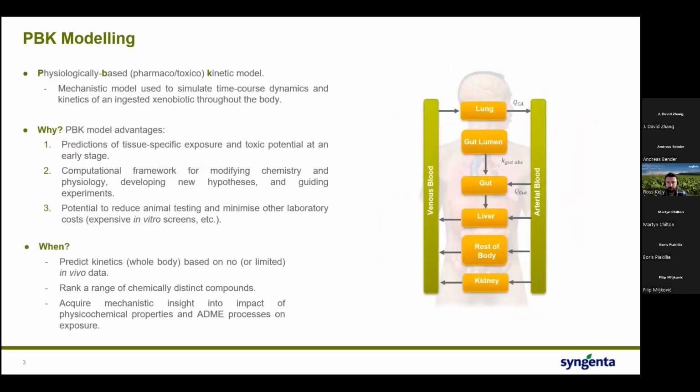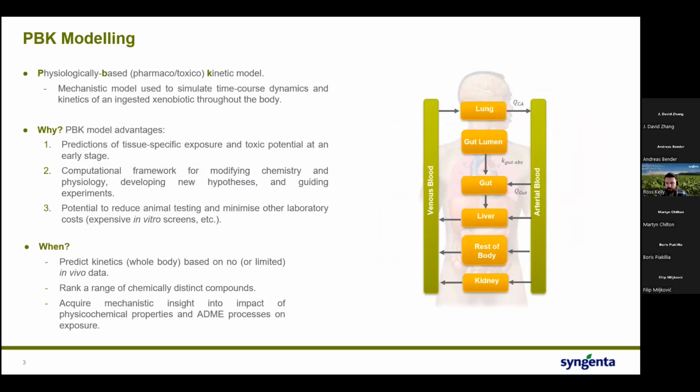So on the right, we have a schematic of what a PBK model can look like. So as you can see, they are anatomical in their representation, and they are comprised usually of organ-specific compartments. So we have lung and gut, etc. What we can do is we can lump some compartments together. So we have a rest of the body compartment here as well. And these are all linked by blood flow, akin like it is in the body.